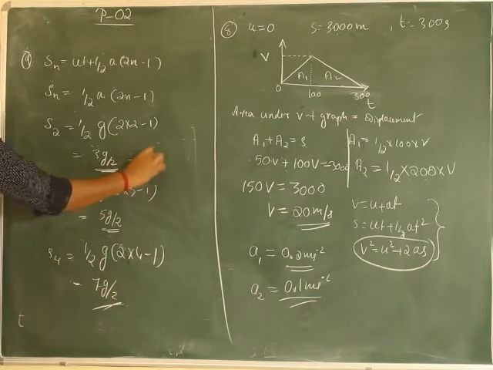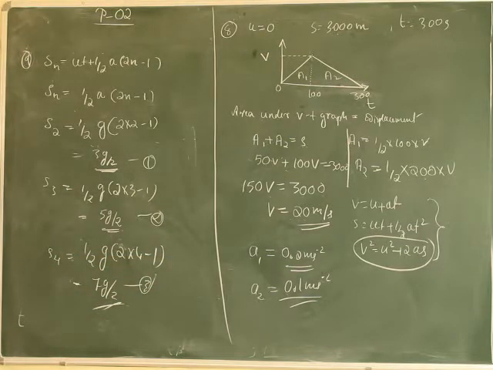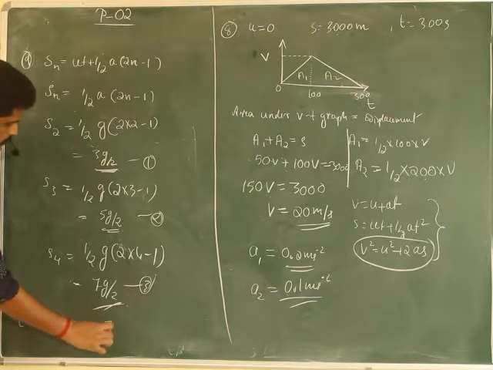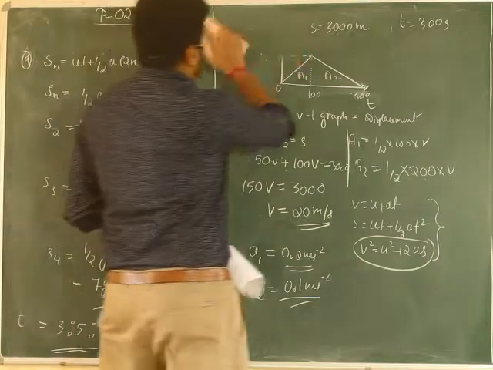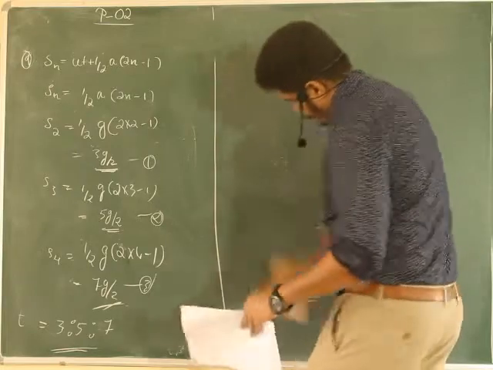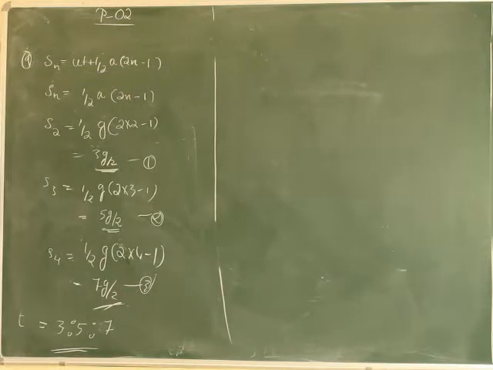By looking at equation number 1, equation number 2, equation number 3, if you compare all this, the ratio S2 is to S3 is to S4 is equal to 3 is to 5 is to 7. And the correct option is option A. So option A is the correct answer. So that is about question number 9. Let us continue to the next one.